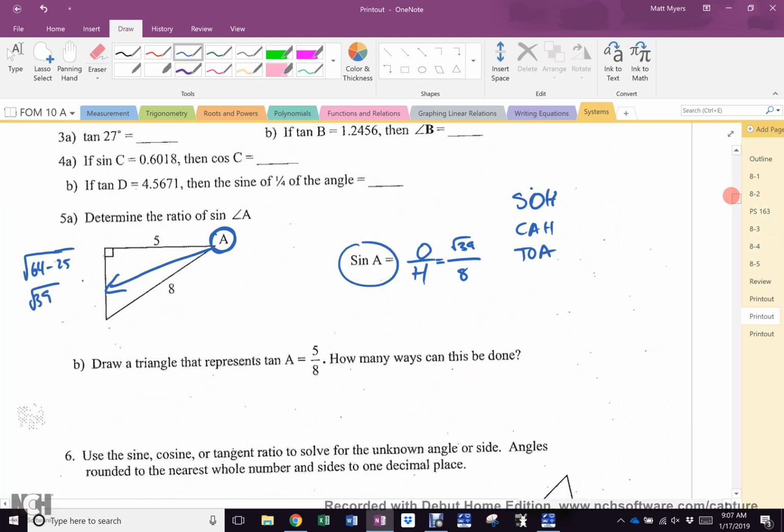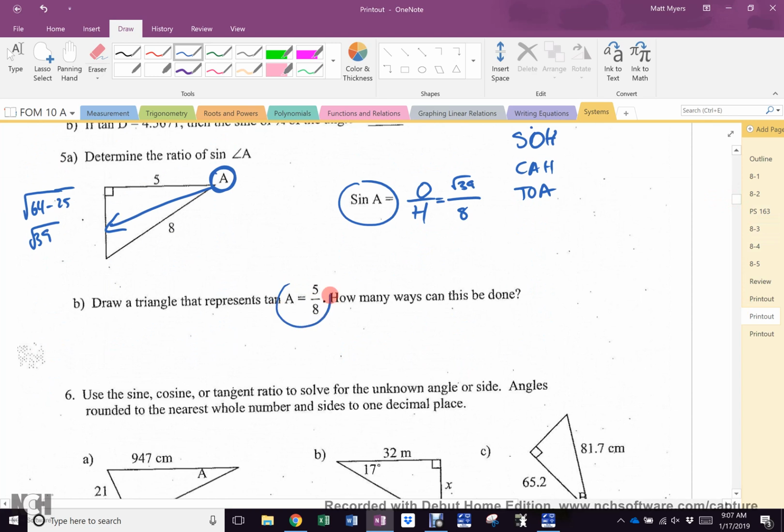Draw a triangle that represents tan A of 5/8. There's a triangle. Where can I put A? The way I have drawn this. What is tan?